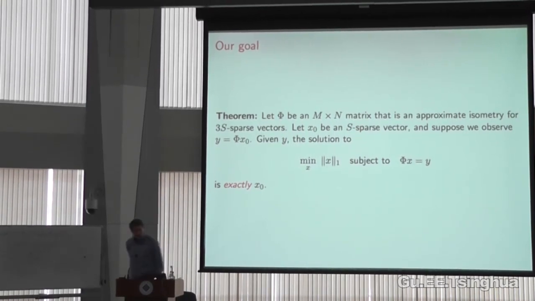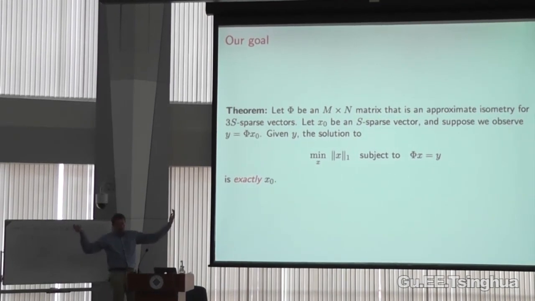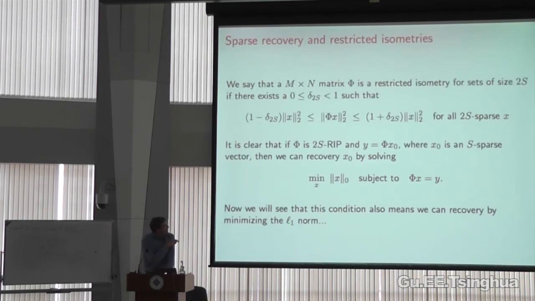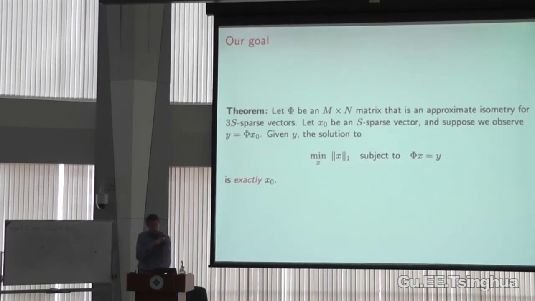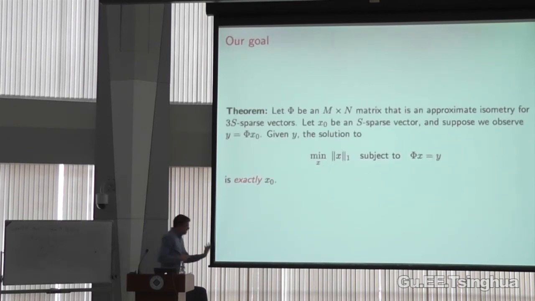So here's exactly what I want to argue. If you have an m by n matrix, forget about the matrix being random, or anything about where it came from. It's just an m by n matrix, and it has this property that if I look at any 3S-sparse vector, the energy is approximately preserved, so I get delta 3S here. Then, if I observe this vector through phi, so I observe y equals phi x naught, I can recover x naught by solving this optimization program. Namely, if I plug that same y in here as a set of constraints, the solution to this is exactly x naught, and that's the only solution you can have.